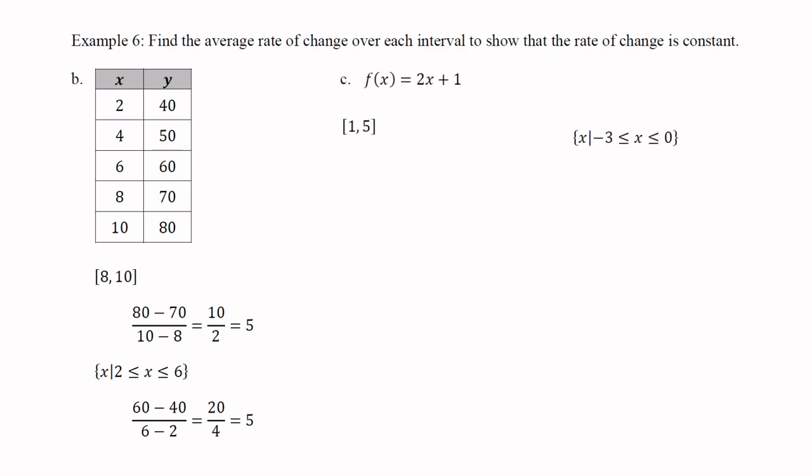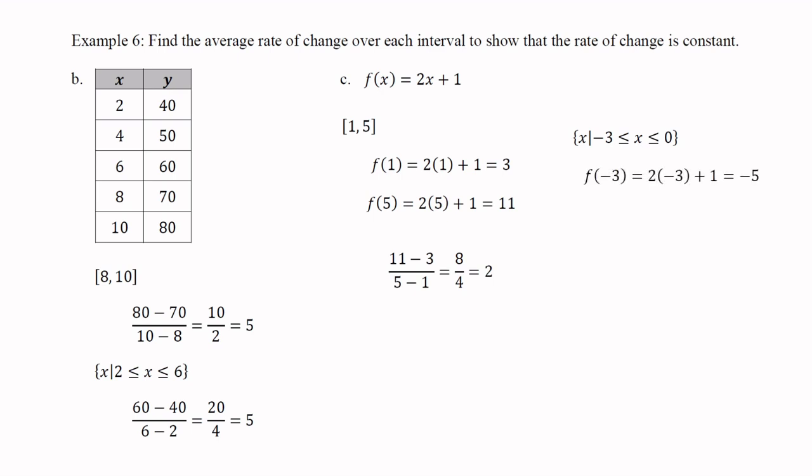Here in C, we have an equation, and we're going to look at 1 to 5, and we're also going to look at -3 to 0. So we're going to plug in our 1 and our 5 into our equation to get 3 and 11 for our y's. Put it into our rate of change, we get 8 over 4, which is 2. We'll do the same for -3 and 0. Plug in -3 to get -5, plug in 0 to get 1, and we get our average rate of change using those 2 points as -6 over -3, which is also 2. So since our rate of change is 2 over different intervals, then chances are we have a linear function.